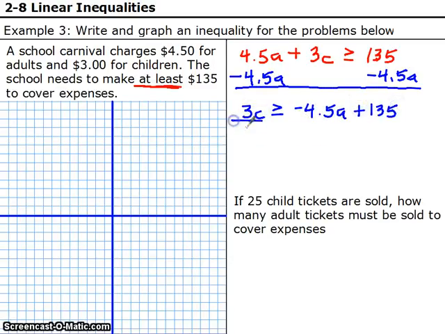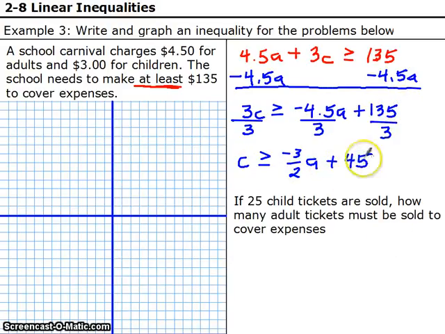All right, still got to get C by itself, so I'm going to divide by 3. I'm dividing by a positive number, so don't flip the sign, it still stays greater than or equal to. Negative 4.5 over 3 reduces to negative 3 over 2 A, and 135 over 3 is 45. So my y-intercept is 45. My slope is negative 3 over 2.